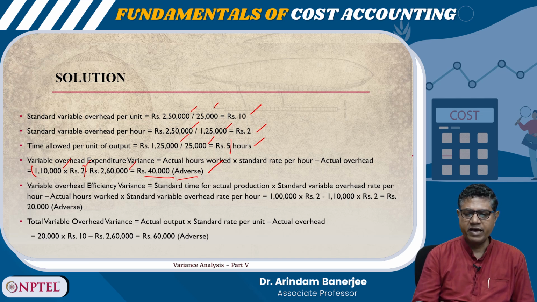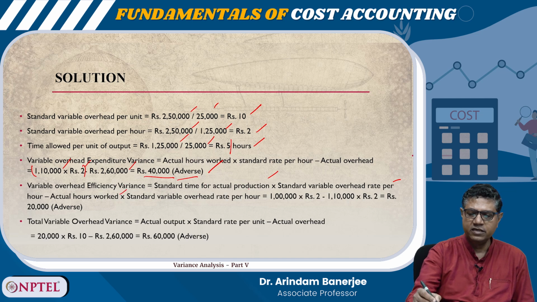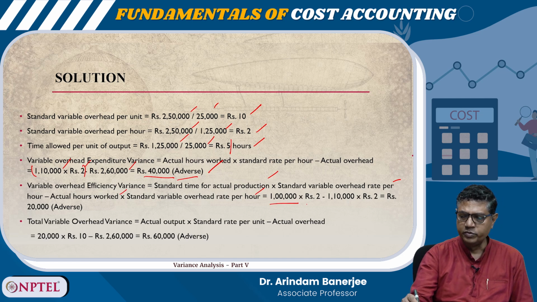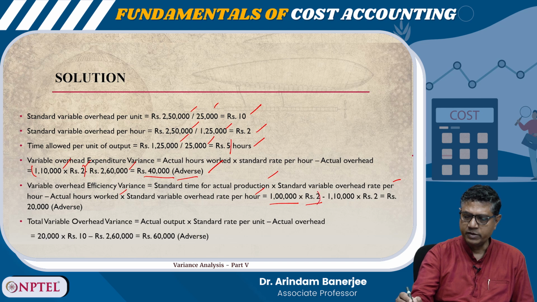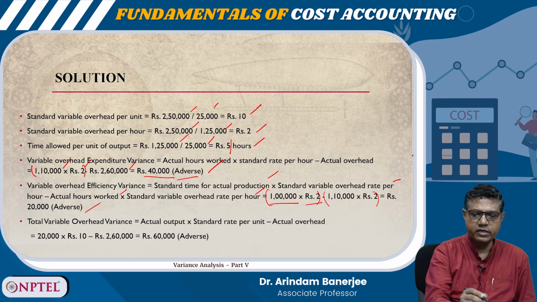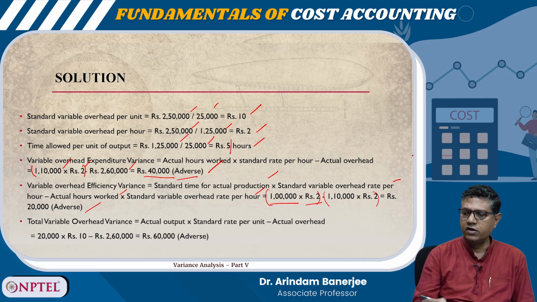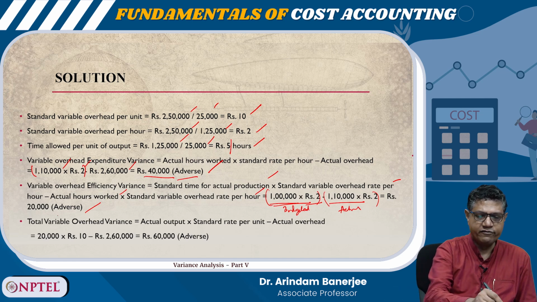Variable overhead efficiency variance is standard time for actual production, standard variable overhead rate per hour minus actual hours worked into standard variable overhead rate per hour. So, rupees 1 lakh into rupees 2 minus, we can put a bracket here, minus 1,10,000 into rupees 2. So, rupees 20,000 adverse, right. Here also you see the actual one is more than the budgeted, so it is adverse, right.